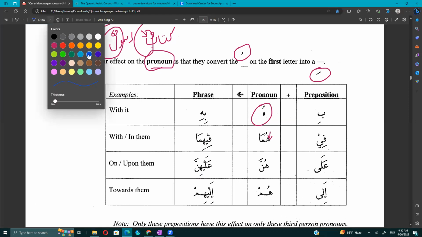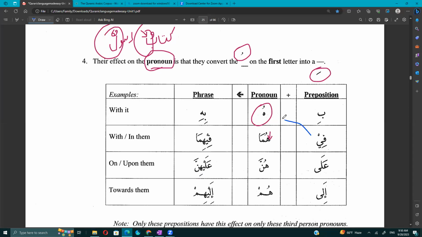Okay? If it was fi plus hu, what does this become? Can someone tell me? Fihi. Very good, mashallah. If it was bi plus huma, what does this become? Bihima. It is huma, right? So it becomes bihima. If it was ala plus hum, what does this become? Alayhim. Okay. And ila plus hunna becomes ilayhinna. Very good. So that is the difference.